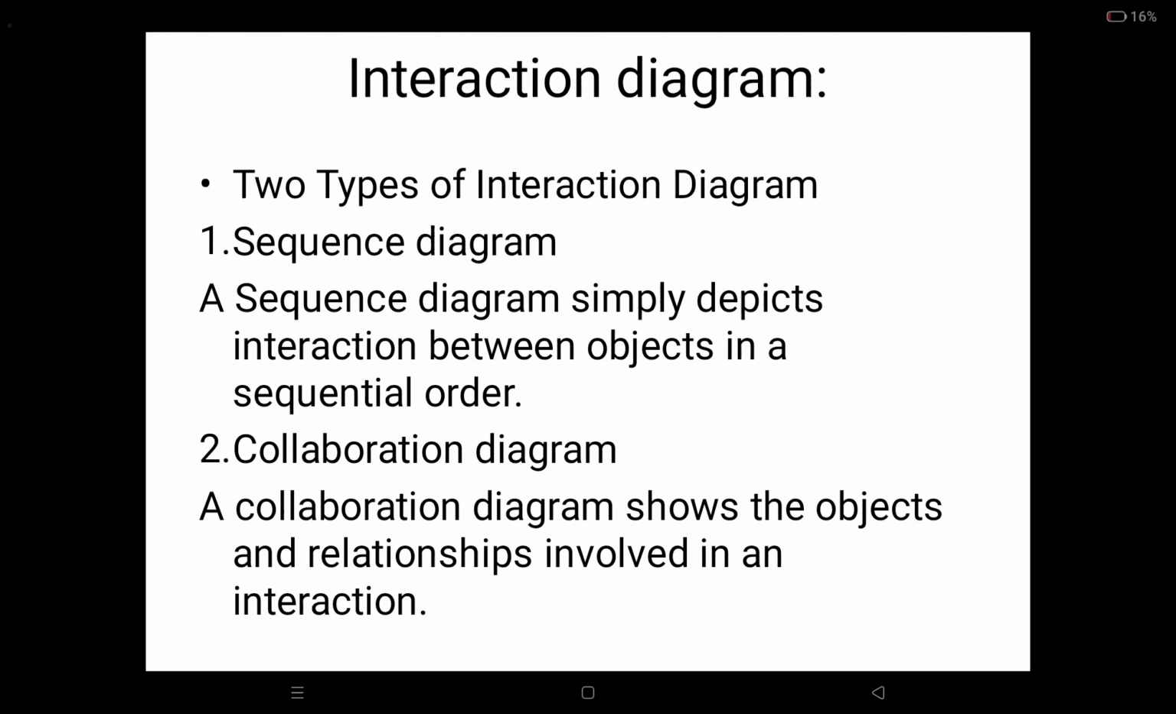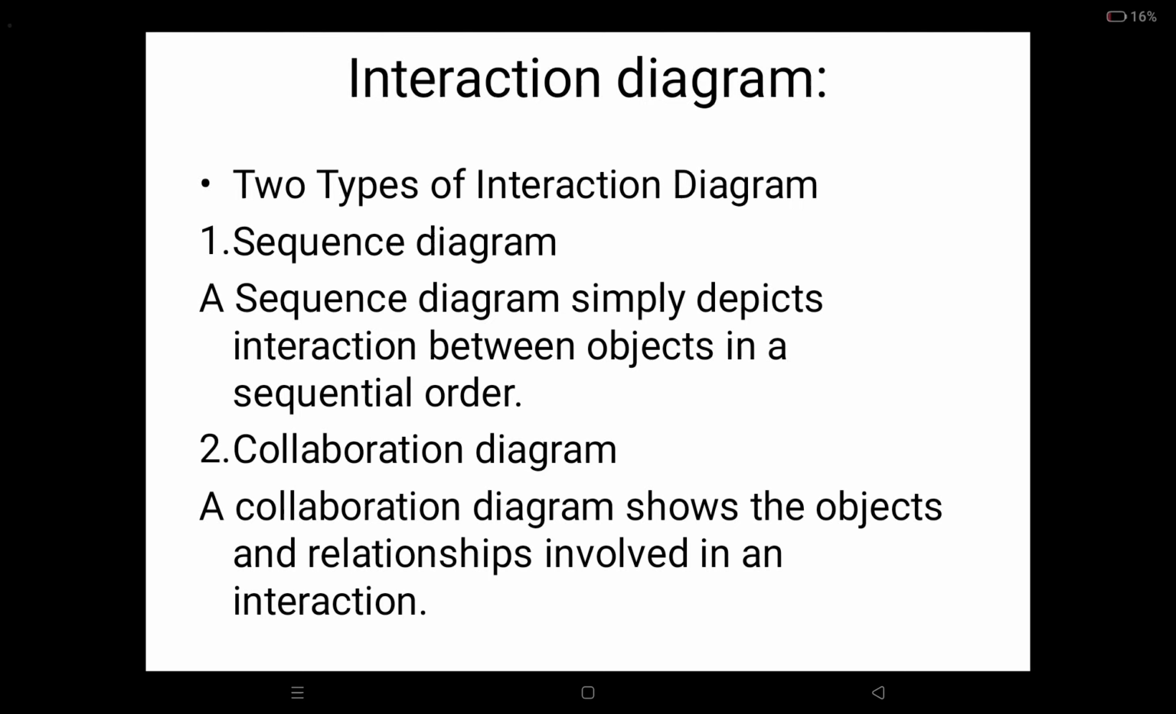Now we are going to see the difference between sequence diagram and collaboration diagram. In a sequence diagram, it simply shows the interaction between objects in a sequential order. The collaboration diagram shows the objects and their relationships involved in an interaction. This is the difference: sequence diagram, interaction between objects in sequential order; collaboration diagram, objects and their relationships involved in interaction.